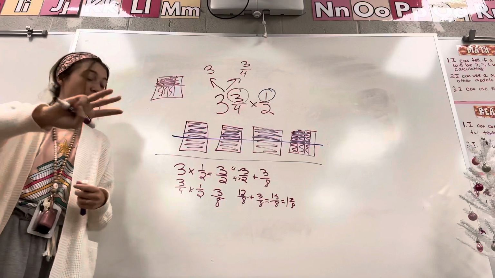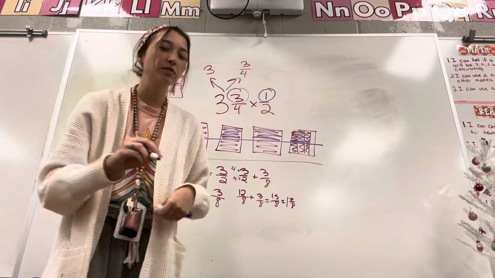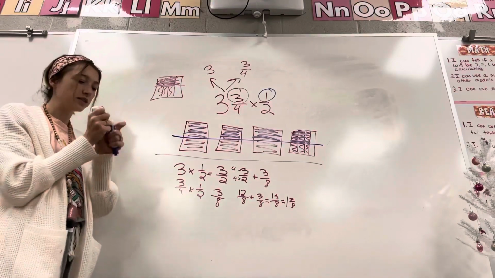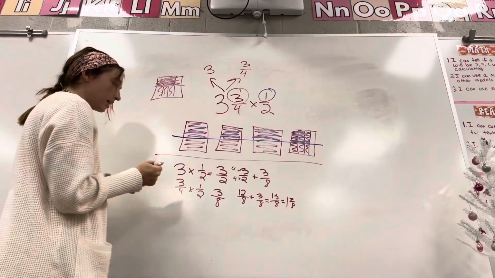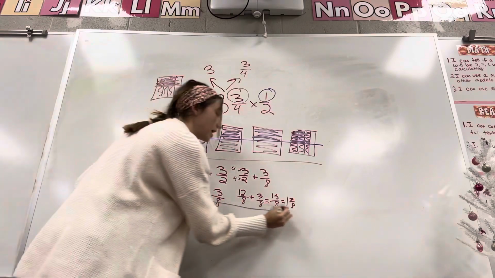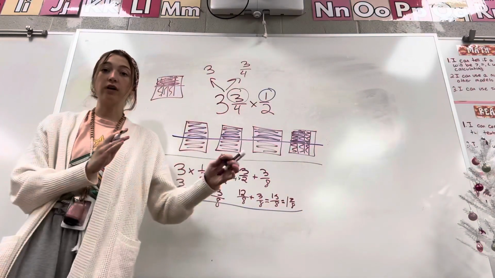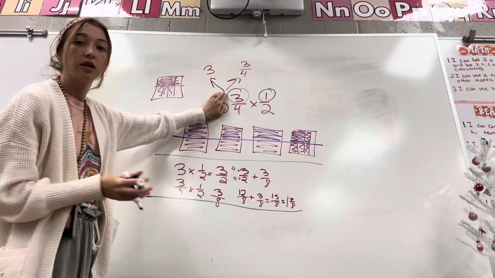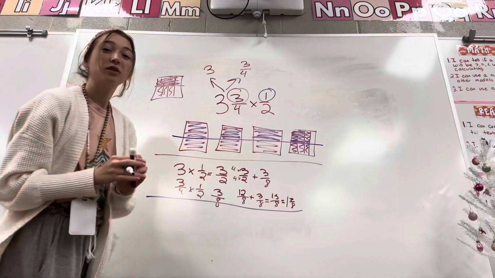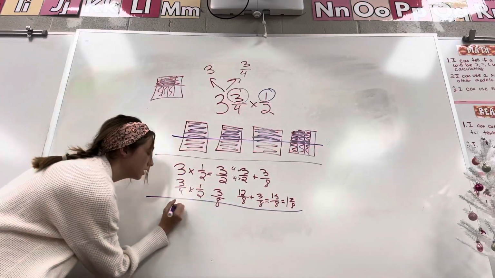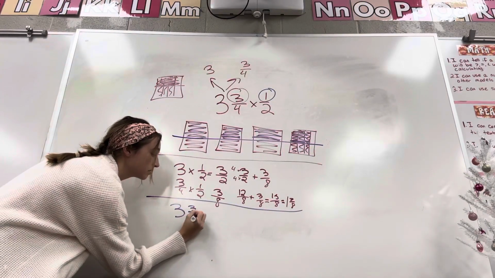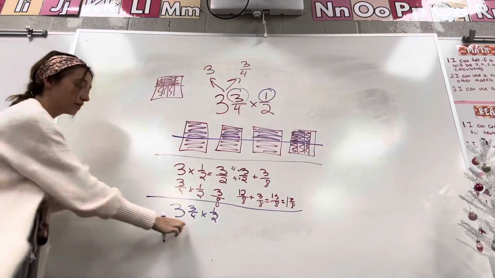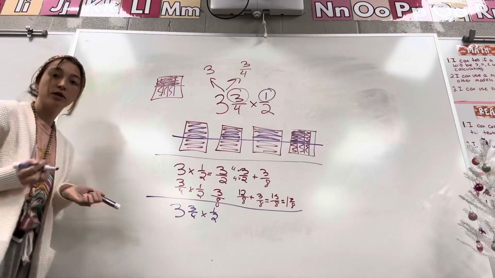Okay? The third way is the way that most people will probably pick because it's so fun and it's super easy. The third way is we could make it an improper fraction and go straight across, just like we have been doing. Because remember, we've been doing it without whole numbers. You can just go straight across. So we've got 3 3/4 times 1/2. Let's make this an improper fraction. How do we do that?